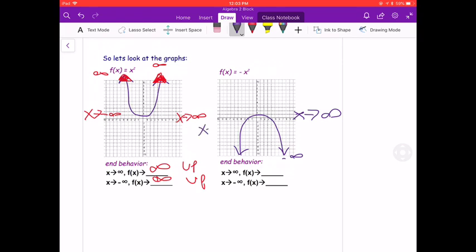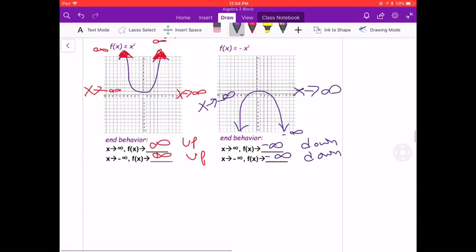Same over here, as you keep going to the left on the number line, as your x's are approaching negative infinity, your parabola is going to keep going down. It's going to also approach negative infinity. So for this one, it's down and down. So if it opens up or if it opens down, that's how that's different for those.